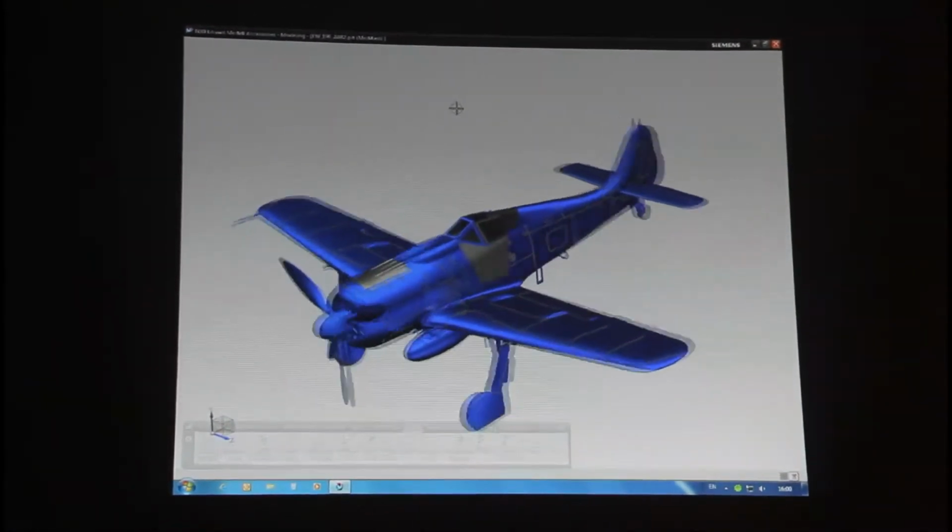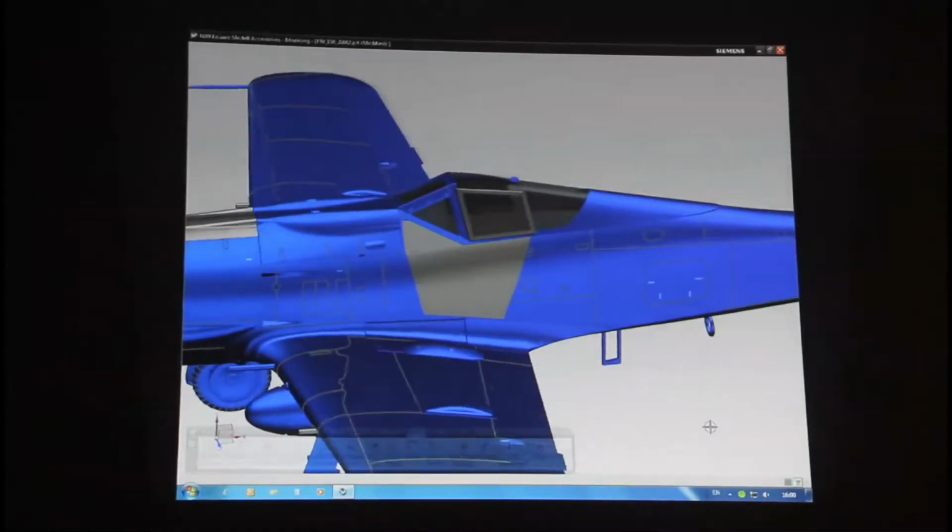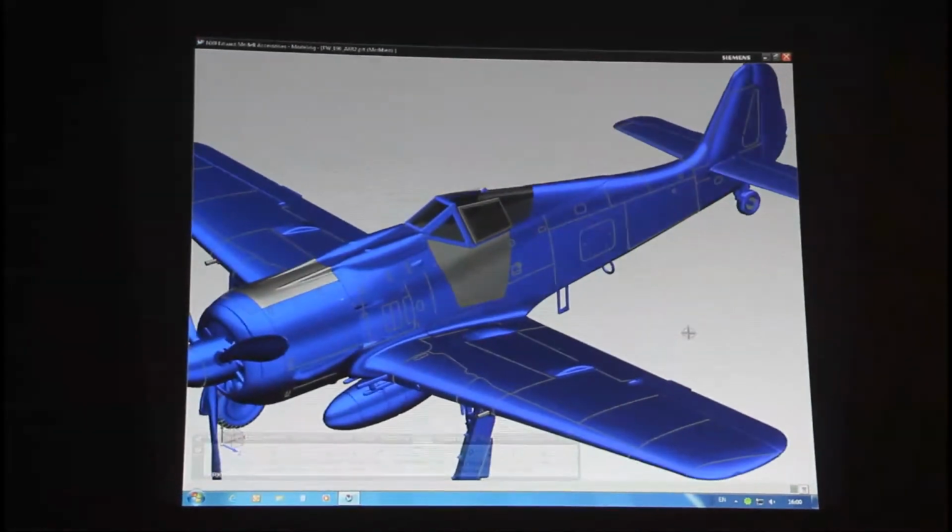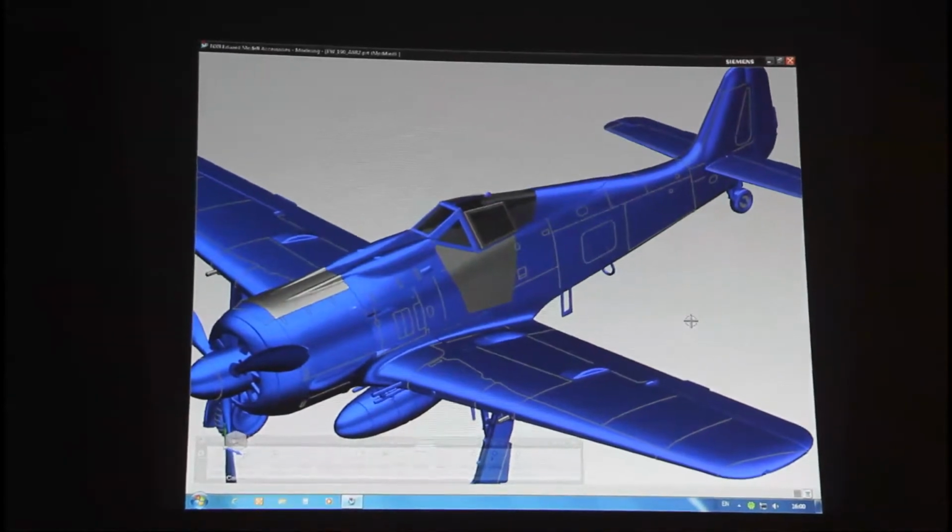Sturmbock, it's a heavy attack plane to attack the US bombers.